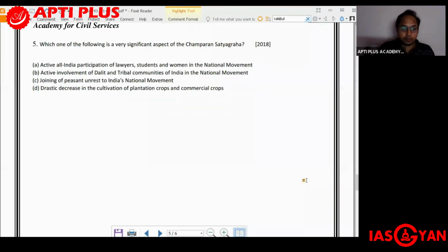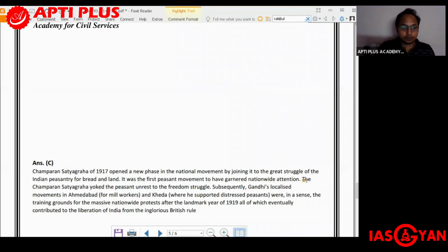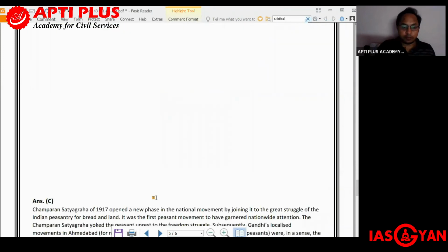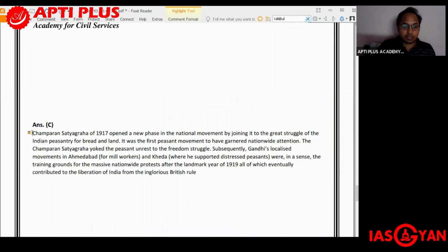Over here also we get to see D or C. Yeah, C should be the right answer, that is joining of peasant unrest to India's national movement. That was one of the major things. The Champaran Satyagraha of 1917 opened a new phase in the national movement by joining it to the great struggle of the Indian peasantry for bread and land.